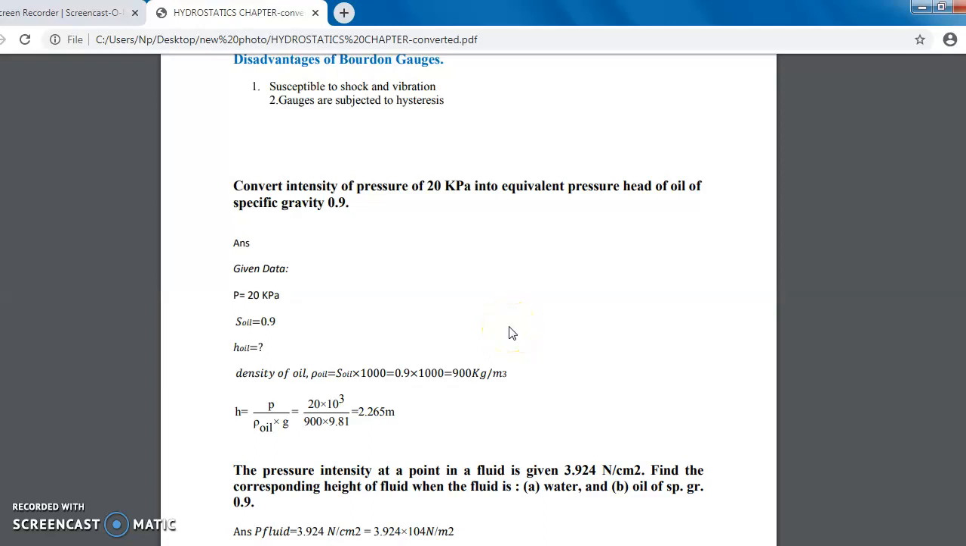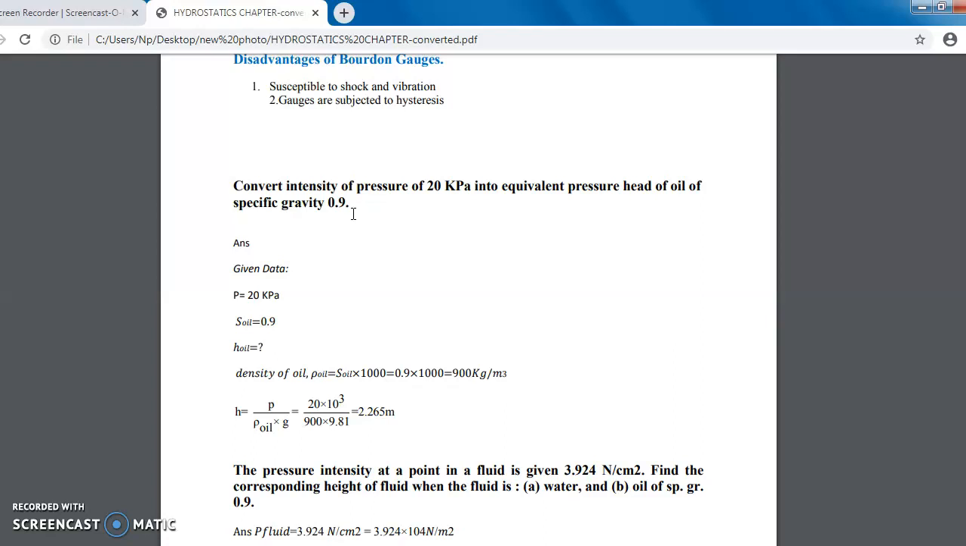Hello student, today we are going to solve some numerical problems of the hydrostatic chapter. So first read the question. Convert intensity of pressure of 20 kilopascal into equivalent pressure head of the oil of specific gravity 0.9.